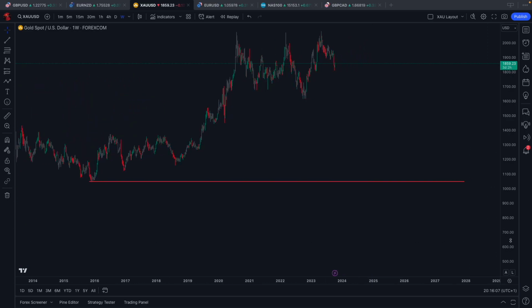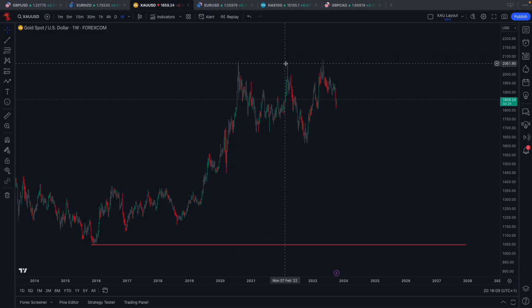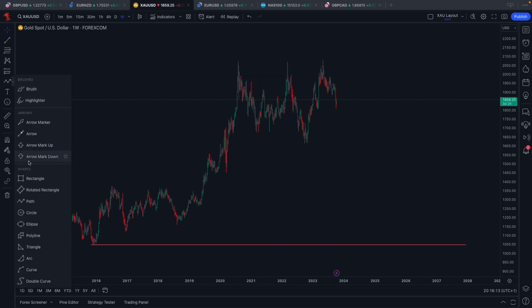Now, as we zoom in, you can see here how price has provided us with three equal highs. This is called a triple top.